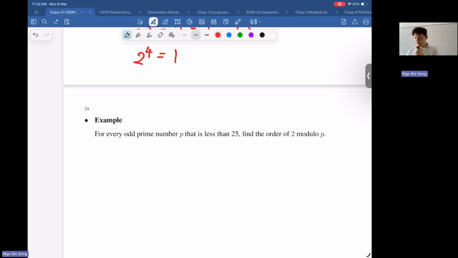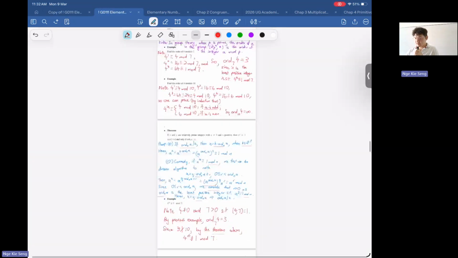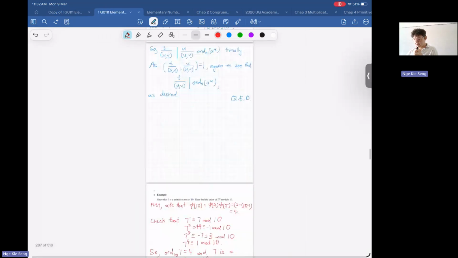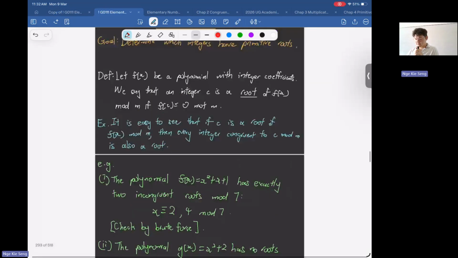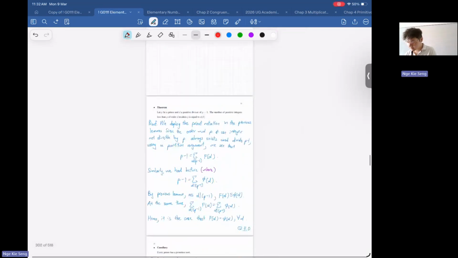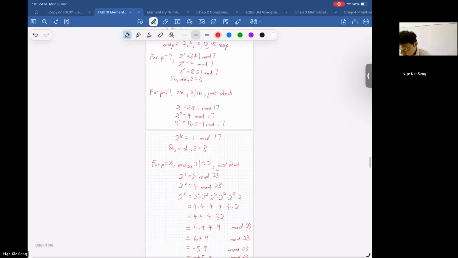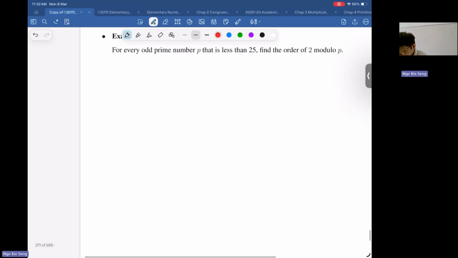So you only need to find for these three cases here. That's it, just these three cases. But for the rest, it's just p minus 1 because they are primitive roots, as you see in the previous example. Unless you check it, otherwise you do it again. So I'll leave it for you to find this.